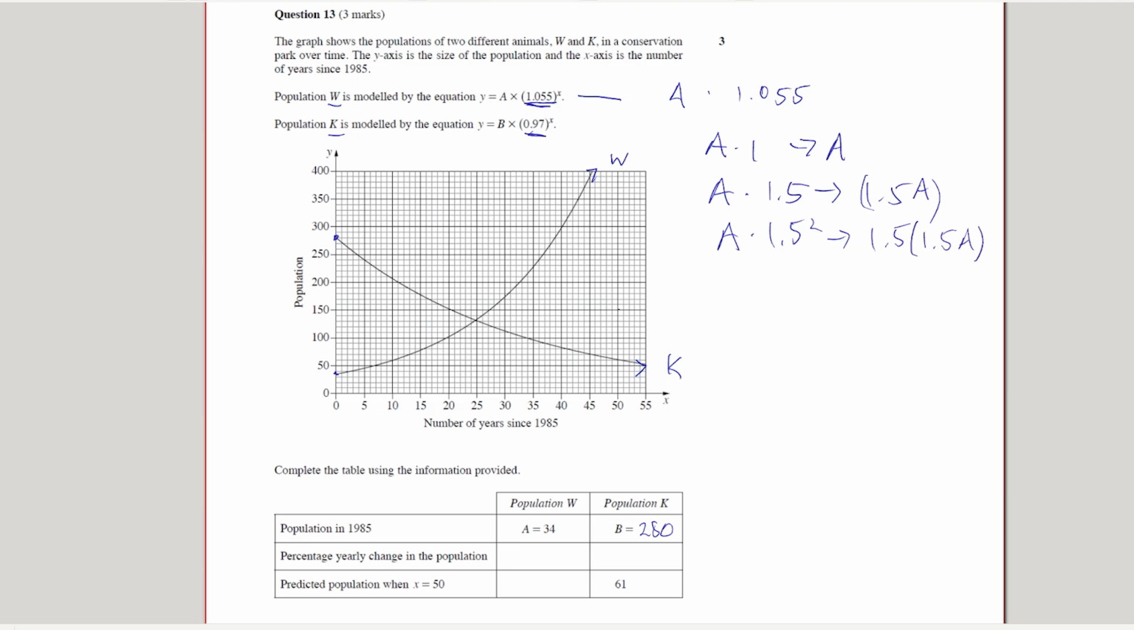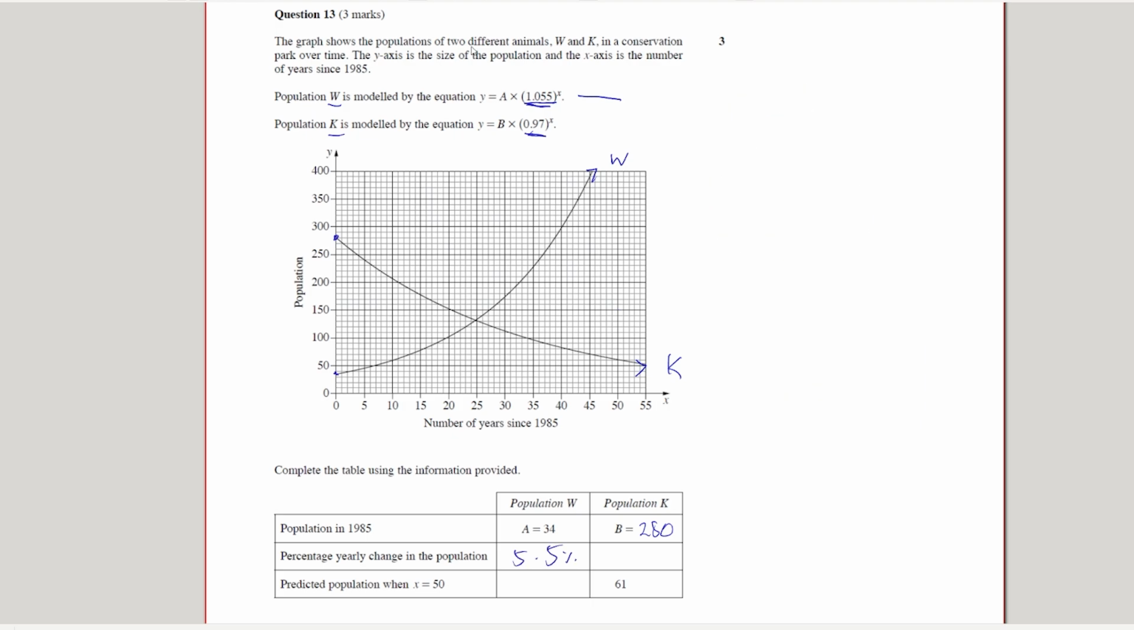So what I'm trying to say is the yearly percent increase depends on what the number is here. Okay, so if you were to take 1.055 minus 1, it's going to be 0.055. That's as a decimal, and as a percent it's going to be 5.5%, because I'm just moving the decimal point. So that's going to be for W.